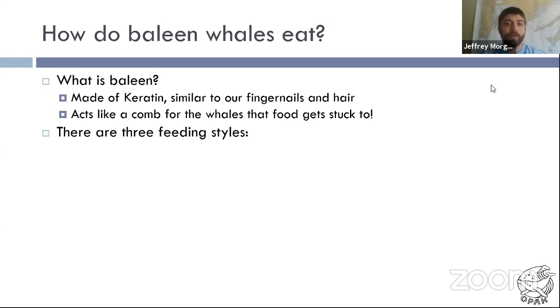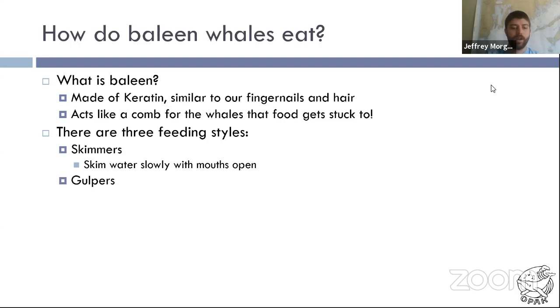And there are a few different feeding styles that baleen whales use to eat. And we're going to see an example of all of these in the species that we're looking at. We have our skimmers. These are our baleen whales that swim pretty slowly with their mouths open a lot of the time, eating a lot of the smaller plankton that are out there. Our right whale would be an example of this.